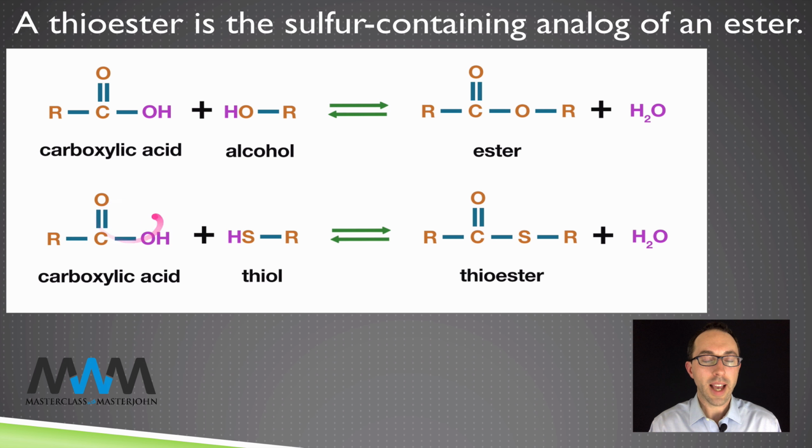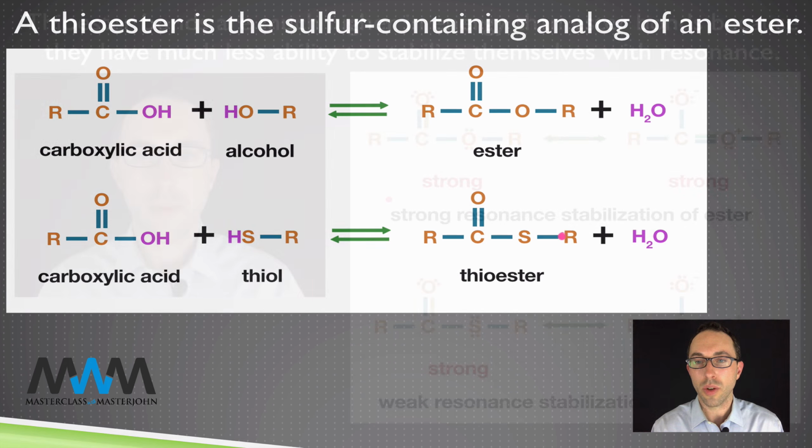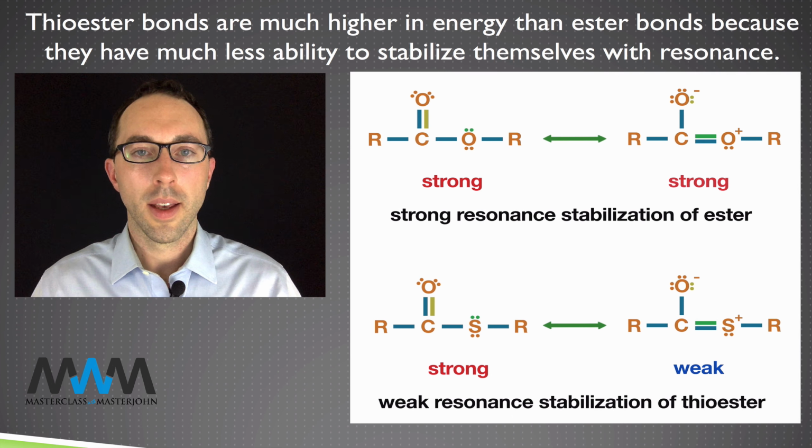If we have a carboxylic acid instead bind to a thiol, which is the sulfur-containing analog of an alcohol, and is called a thiol because thio comes from the Greek theion for sulfur and ol refers to an alcohol. If we have the same exact reaction with a thiol, we'll produce a thioester, which has a carbonyl next to a sulfur instead of oxygen, along with the carbon that adjoins it to the rest of the molecule.